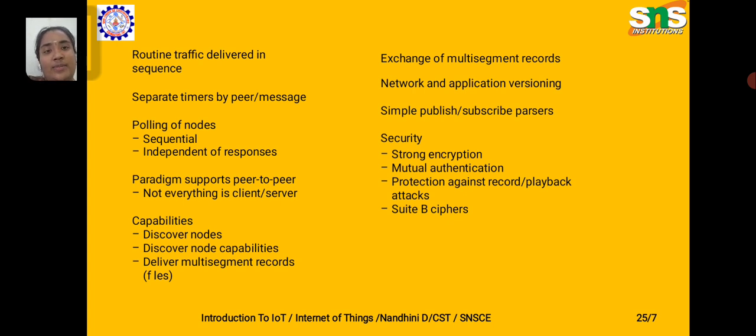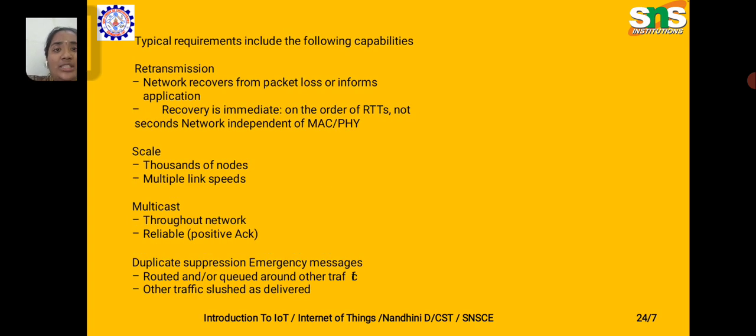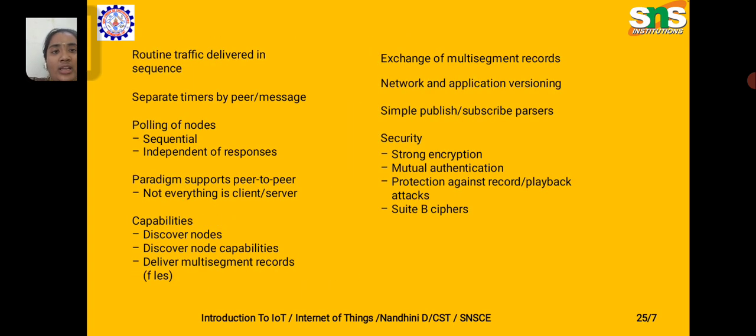Nodes have been discovered. It consists of multi-segmented records. Exchange of multi-segmented records has been used. Network and application versioning have been given here. The encryption is strong, mutually authenticated, with protection of records and attack suites, etc. These have been used in IPv6 throughout the network, including duplicate suppression.